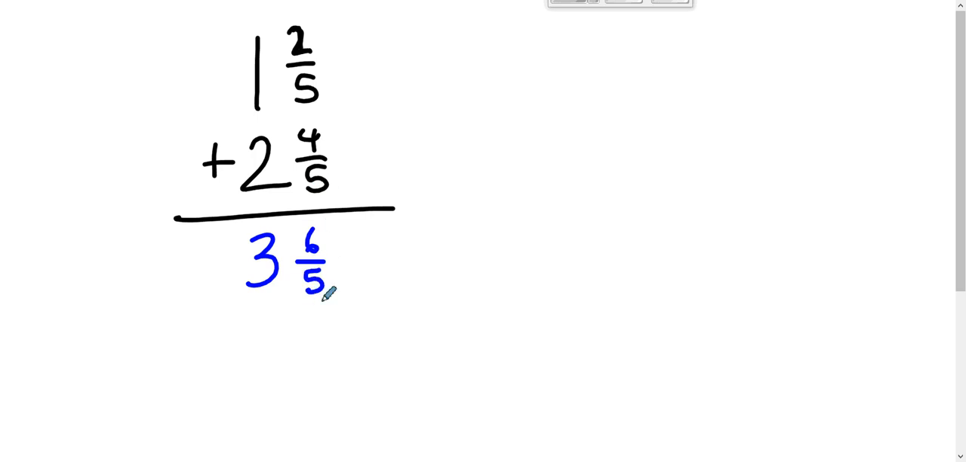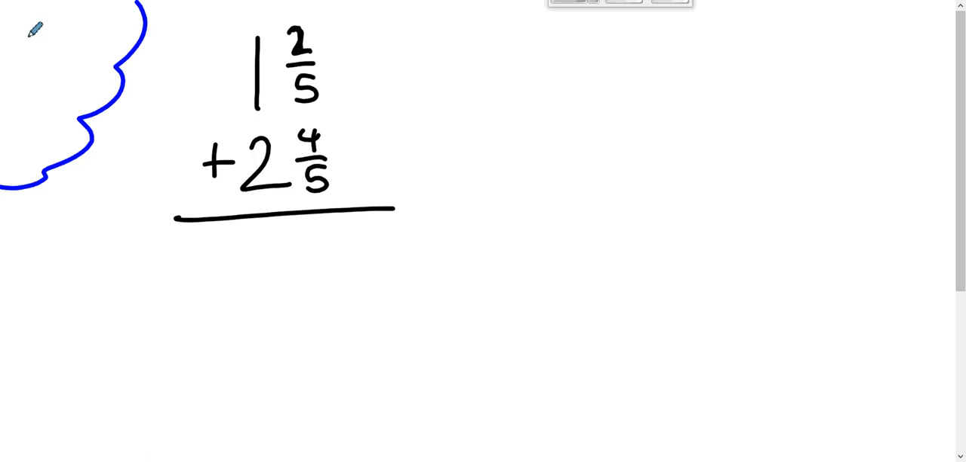And then some teacher is going to say, you can't do that. Well, that's true. You can't do that. That's an improper fraction. So what do we do instead? Well, when we've added in the past, we've added from right to left. We've added in this direction. So 2/5 and 4/5, that is 6/5. 6/5 is too big to write here.